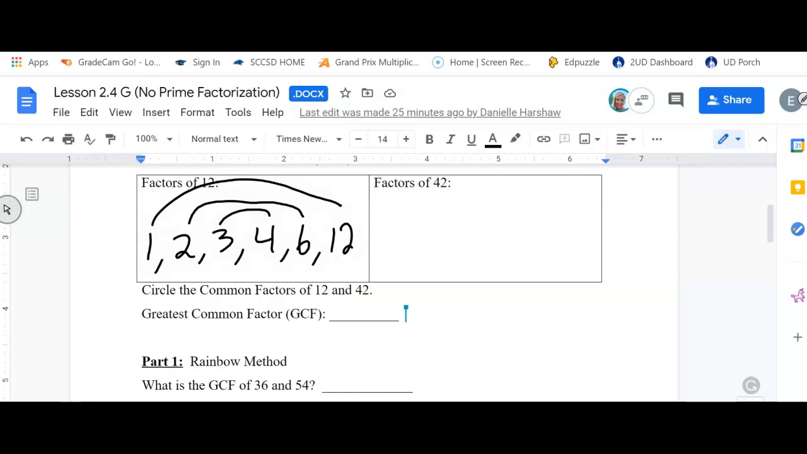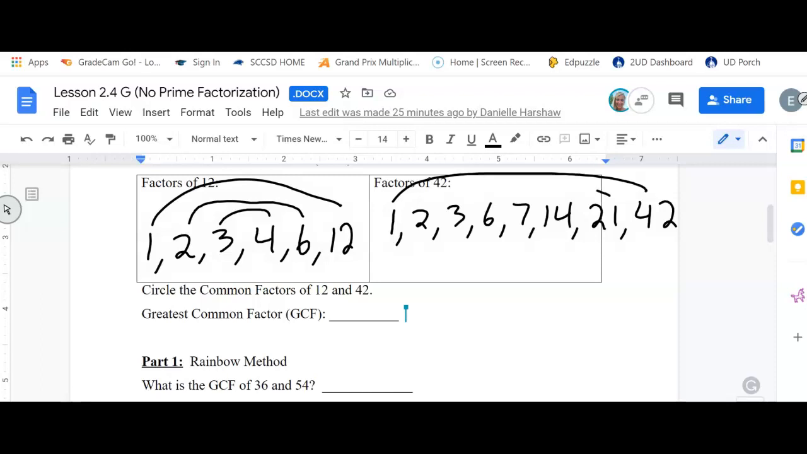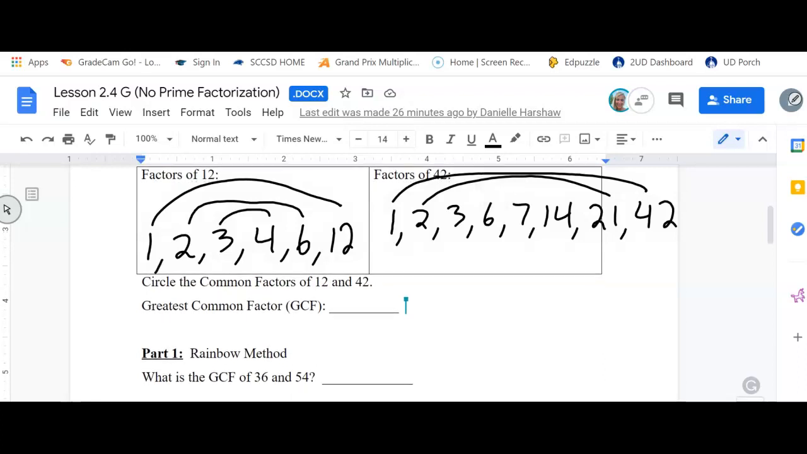All right, then 42. What are the factors of 42? 1, 2, 3, 6, 7, 14, 21, 42. What's after 7? 14, 21, and 42. Perfect. Can we agree? 1 and 42, 21 times 2 is 42, 3 times 14, 7 times 6. Those are all of your factors for 42.